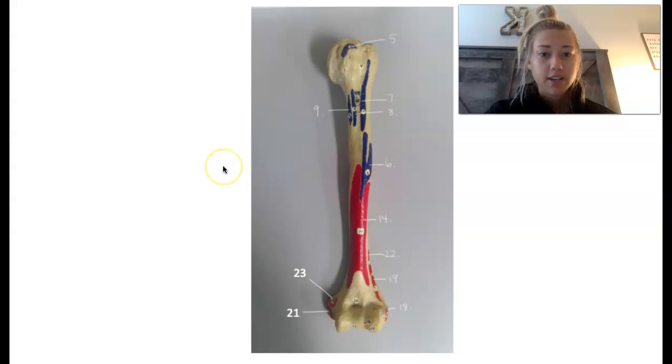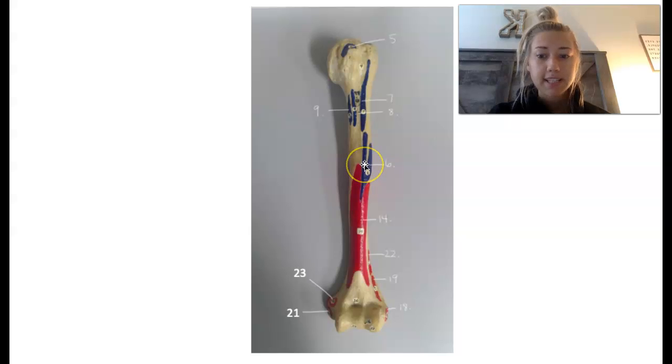So then on the anterior side of the humerus here, we're going to have the insertion of the subscapularis, and then 7 here is going to be the insertion of the pectoralis major, 8 is the insertion of the latissimus dorsi, and 9 is the insertion of the teres major.